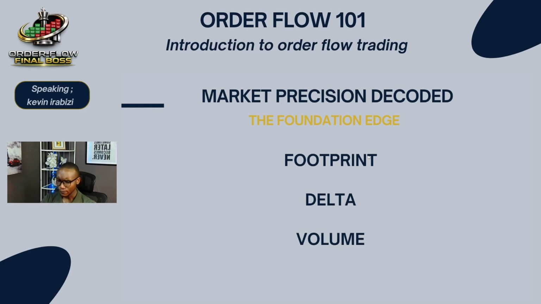So now that we know we have the footprint, delta, and volume, and I've said we are looking for absorption, spoofing, we are looking for acceptance or rejection, we can get all those using our delta. So today we shall be diving deep into the delta footprint or volume or the footprint. Same thing, right? It's so easy. Let's get straight to it.